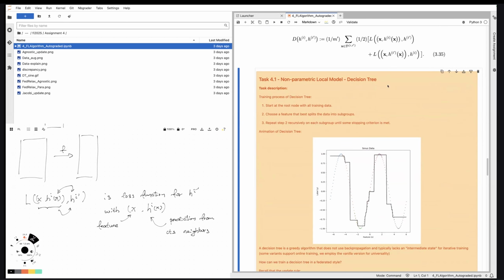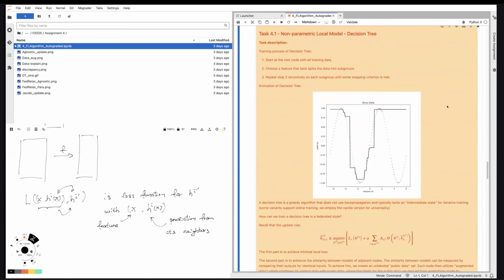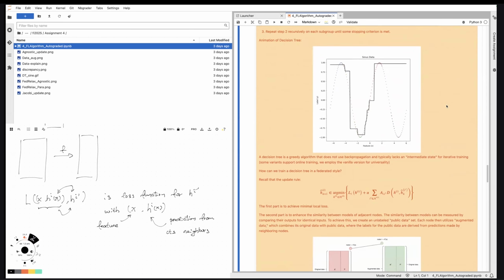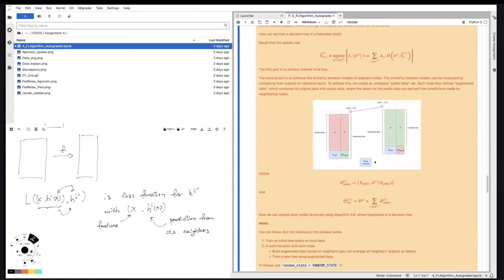Our next task is we take the decision tree for example, because we cannot get the parameters from a decision tree. So you can see in this picture, first we build some public datasets. This public dataset corresponds to this dataset here. And it's unlabeled, meaning it only has features. So in node i, we use this public dataset as features. Then how about labels? The label is the prediction from its neighborhood nodes. We use the prediction from its neighbor as label.